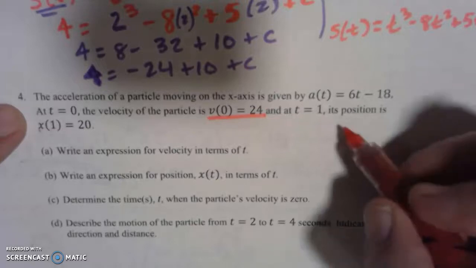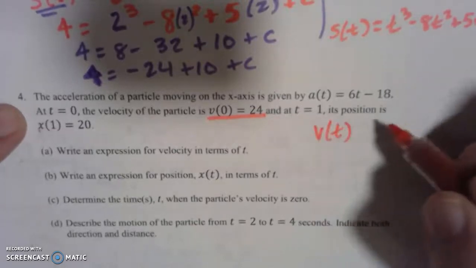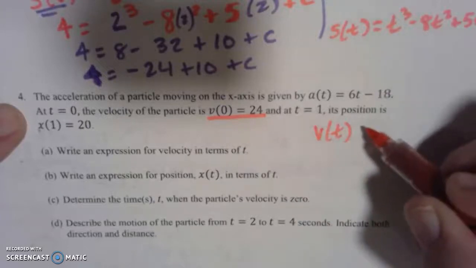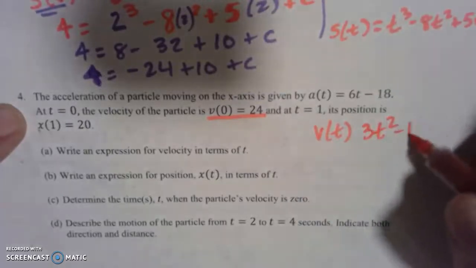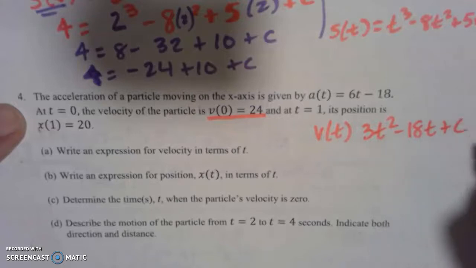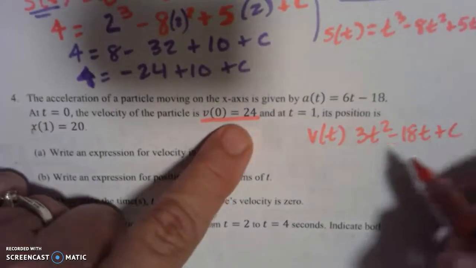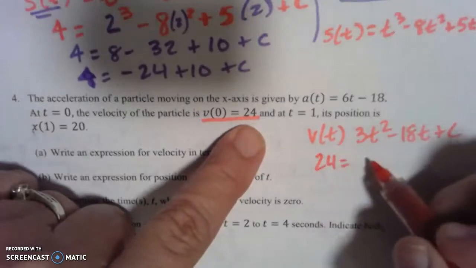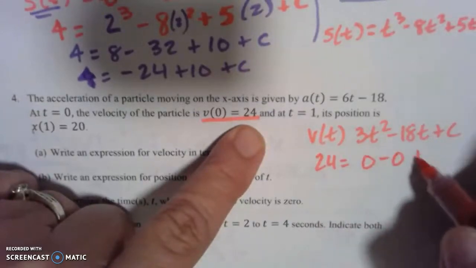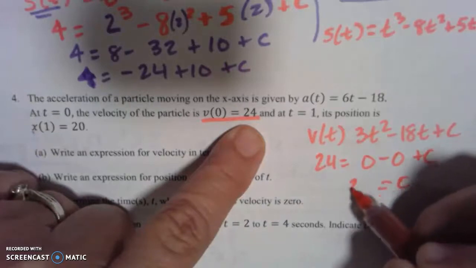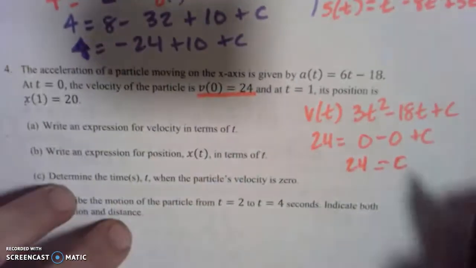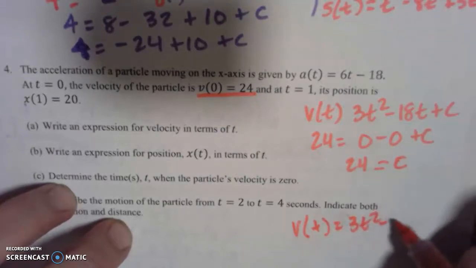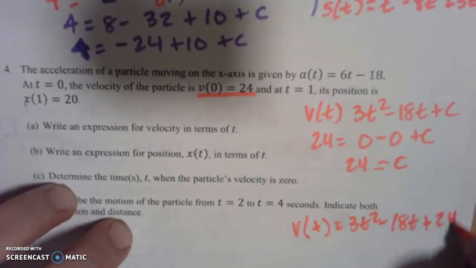So here, if I have acceleration, velocity then is I'm going this way. So I'm going to get the integral. So I'm going to get 3t squared minus 18t plus c. I have to plug stuff in. V of 0 is 24. So I'm going to get 24 when I plug in 0. 0 minus 0 plus c. So c equals 24. So we find out that velocity equals 3t squared minus 18t plus 24.